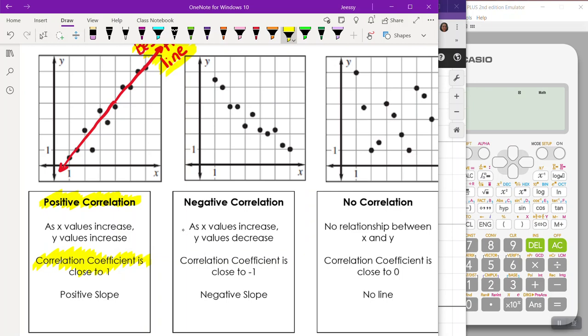Now, we call it negative correlation when we have a negative slope. Okay, so this right here, if I were to draw a line of best fit, it would be the line coming down like this. All right, and it's supposed to be a straight line.